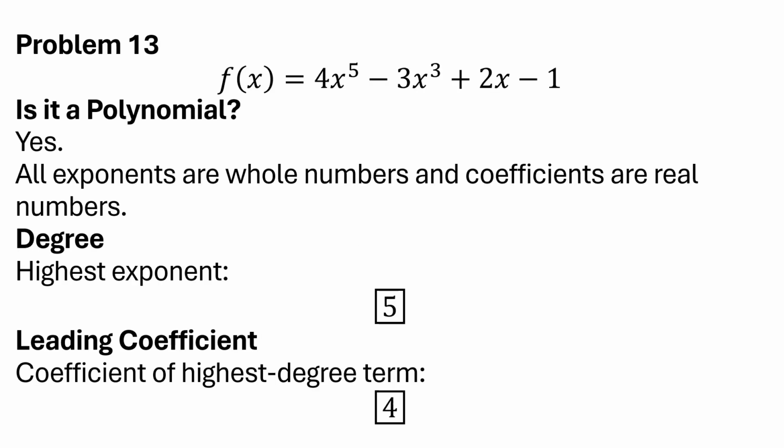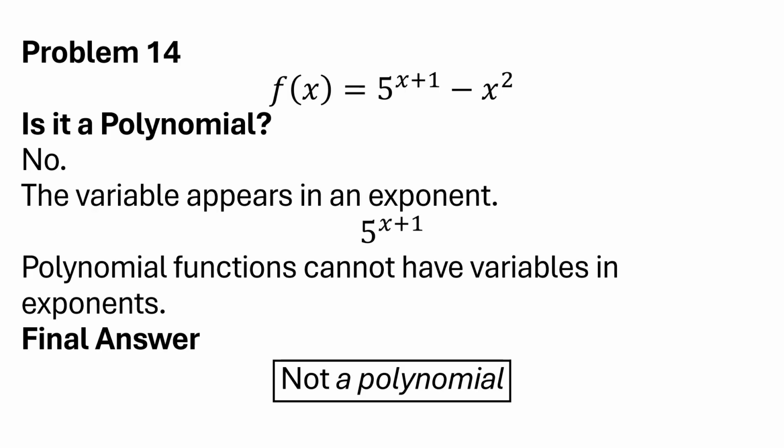This function is a polynomial because all exponents are non-negative integers. The highest power is 5, so the degree is 5. The leading coefficient is 4. This function is not a polynomial because the variable x appears in the exponent. Polynomial exponents must be whole number constants.